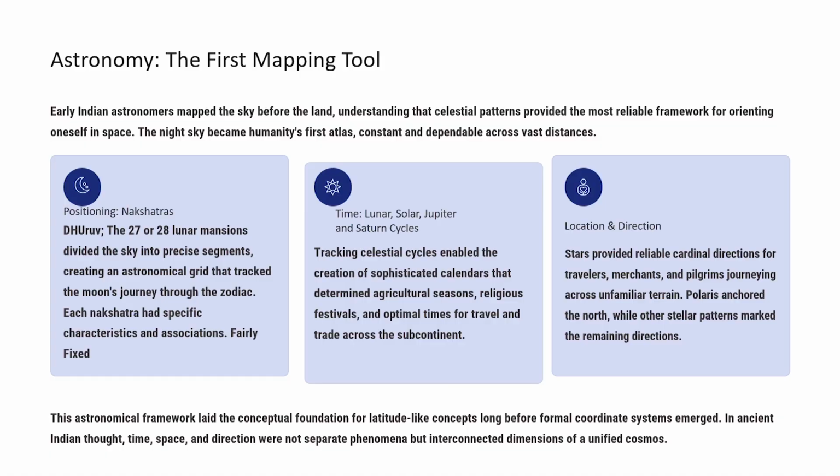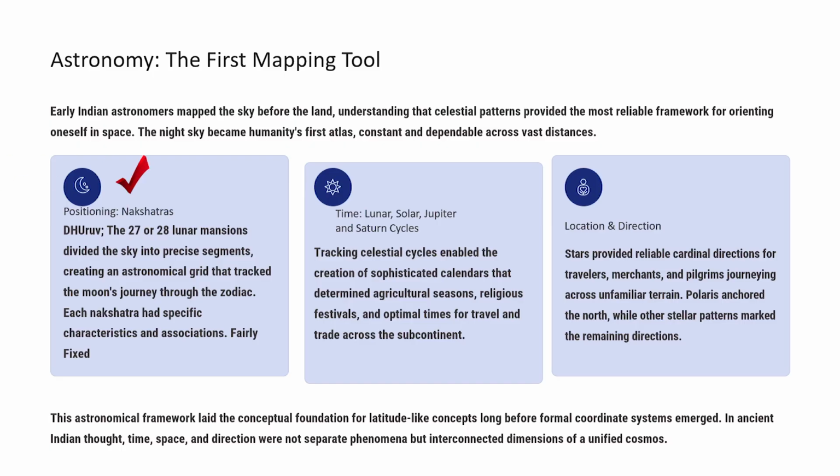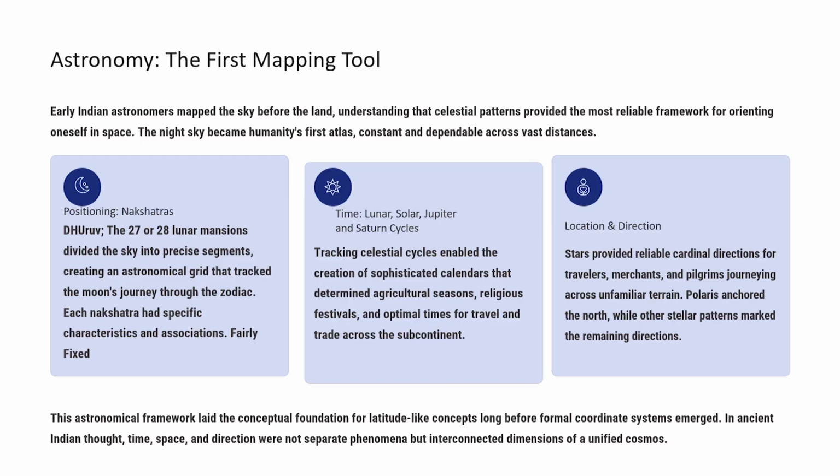Astronomy was the first mapping tool in Indian cartography, where positioning, time-related and location-related observations were recorded. For positioning, you have nakshatras. Nakshatras are fixed things in the sky that help us to understand that all the terrestrial as well as atmospheric operations are fixed.